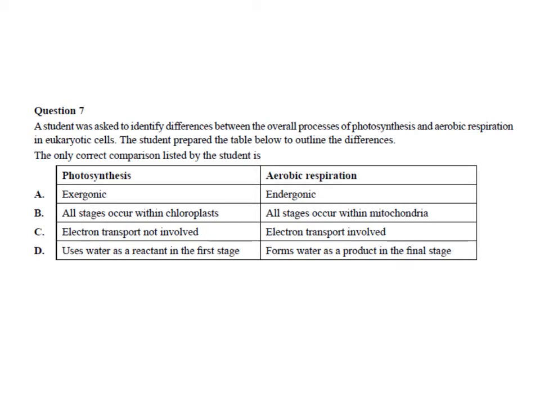So for photosynthesis, they have written that photosynthesis is exergonic. Remember, exergonic means releases energy, and endergonic means that it uses energy. And that is the wrong way around. Photosynthesis is endergonic, it uses energy, while aerobic respiration is exergonic because it releases energy. So this is false, and we have to identify the only correct comparison. Photosynthesis, all stages occur within chloroplasts. Aerobic respiration, all stages occur within the mitochondria.